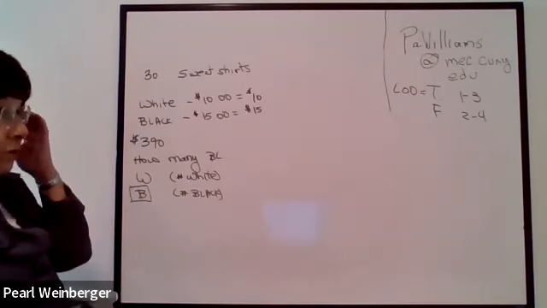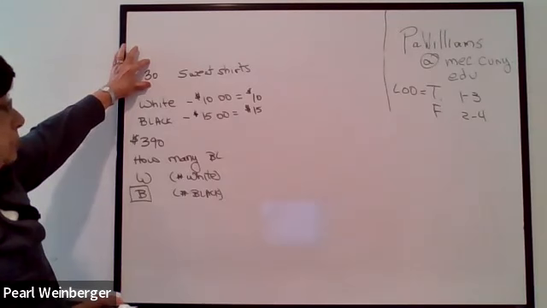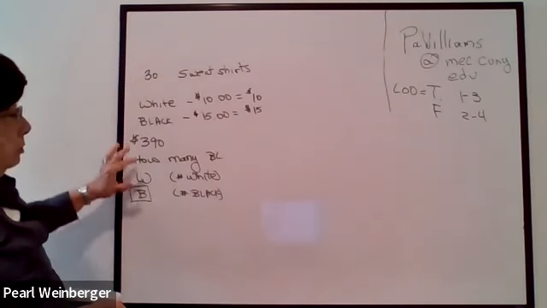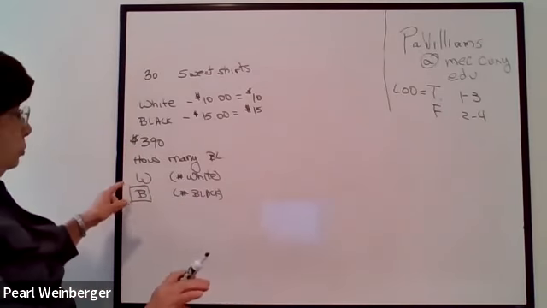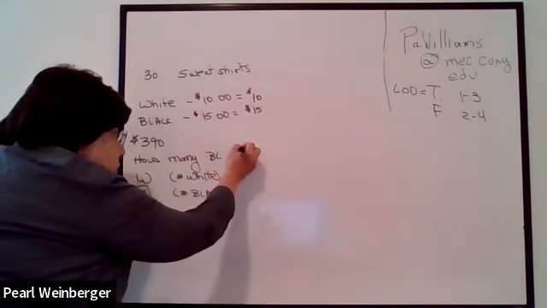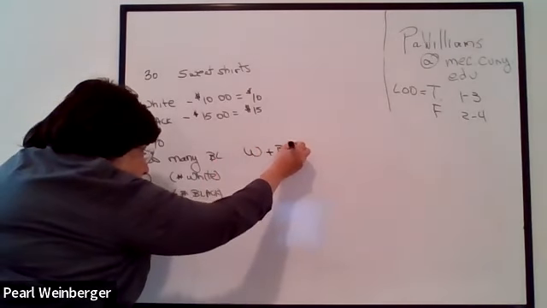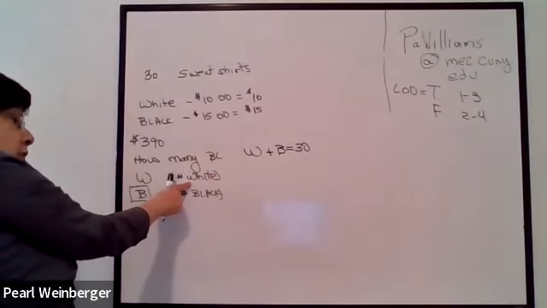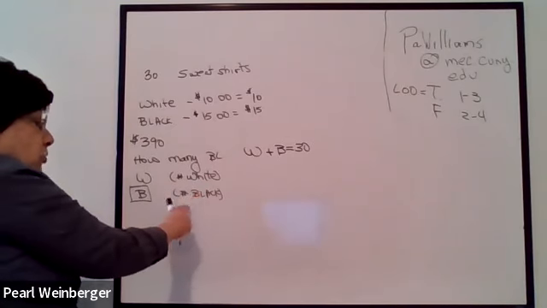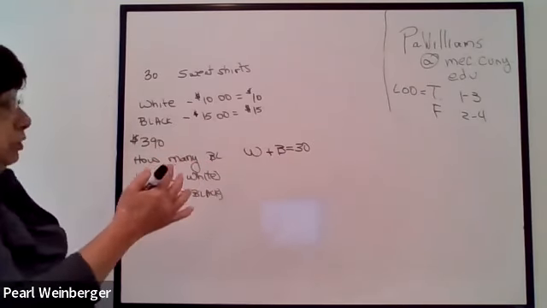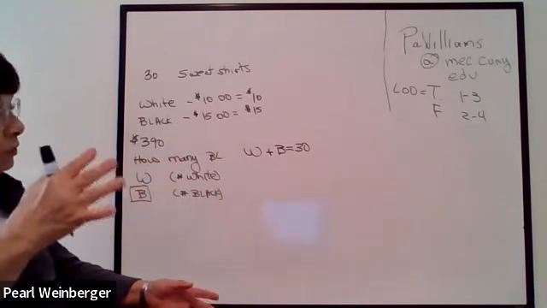But we first have to write the system of equations. So again, the fact that 30 sweatshirts were sold just tells us how many. It has nothing to do with money, how much they cost at all. So that gives us the equation W plus B equals 30. Because W is how many white sweatshirts there are, and B is how many black sweatshirts there are, and there are a total of 30 sweatshirts sold. So our first equation becomes W plus B equals 30.